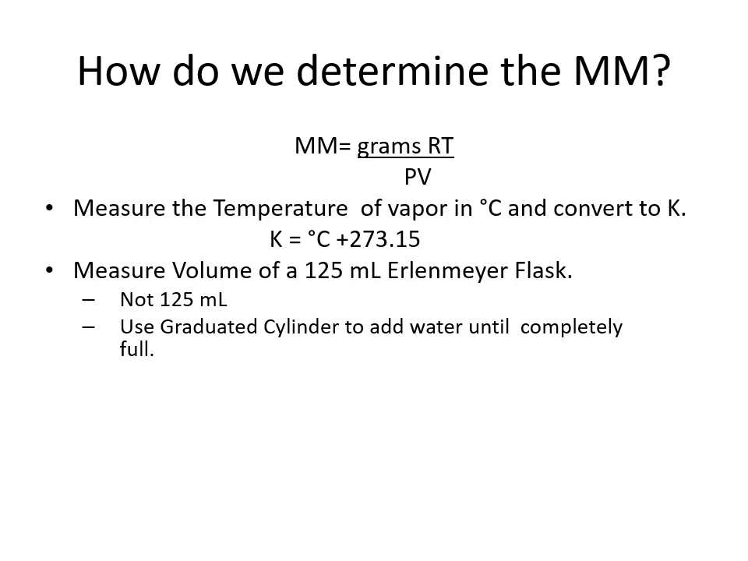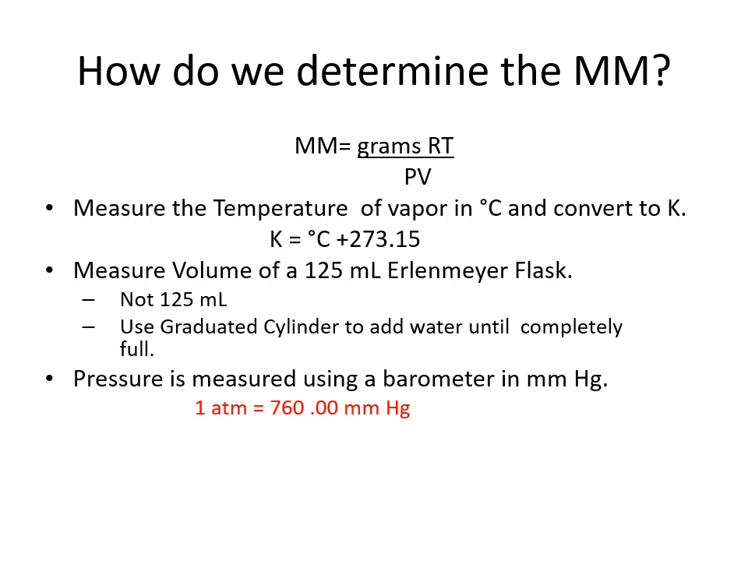We also have to measure the volume. So we're going to put it in a 125 milliliter Erlenmeyer flask, but that just means that it contains about 125 milliliters, not that the whole volume of the flask itself is 125. So the way we do that is we use a graduated cylinder. We add water until it is completely full to the brim and record the volume off of our graduated cylinder.